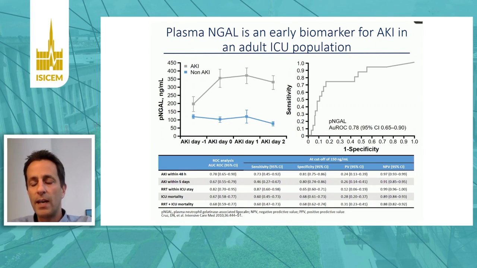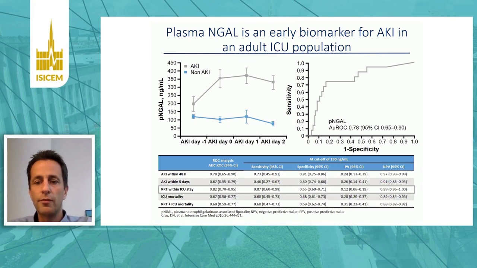It was 0.78. But they also wanted to know whether NGAL can be used to predict the need for renal replacement therapy. And here you see that the area under the curve is even better. It's 0.82. They used a cutoff value of 150 nanogram per mL. The sensitivity and specificity for this cutoff value is quite good, but the negative predictive value, as you can see here on the right, is almost perfect. It's 0.99. That means that 99% of the patients with an NGAL value below 150 nanogram per mL didn't require renal replacement therapy. That means that we can use this biomarker to exclude patients.